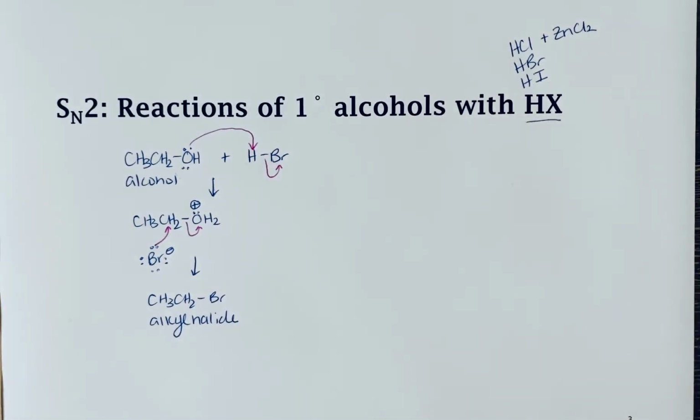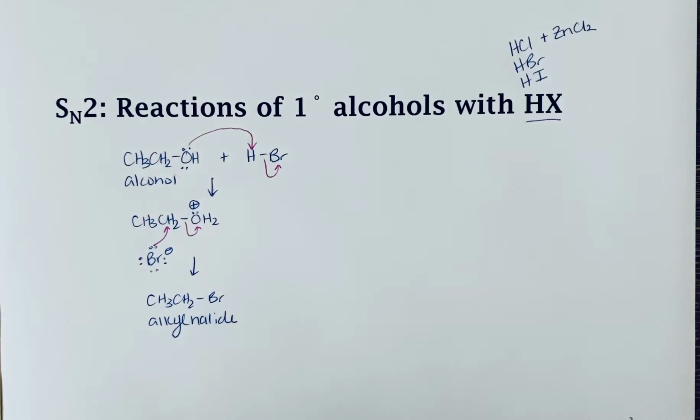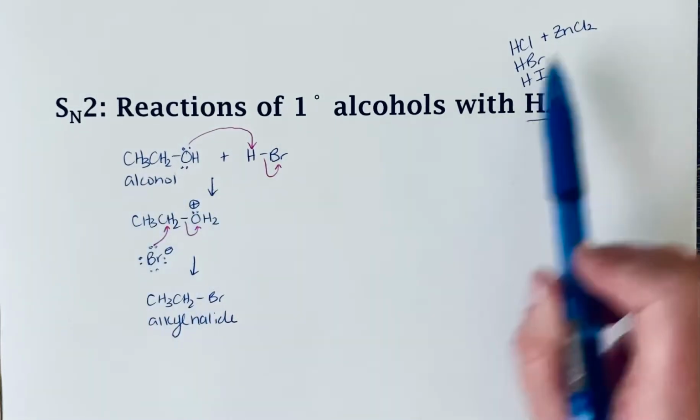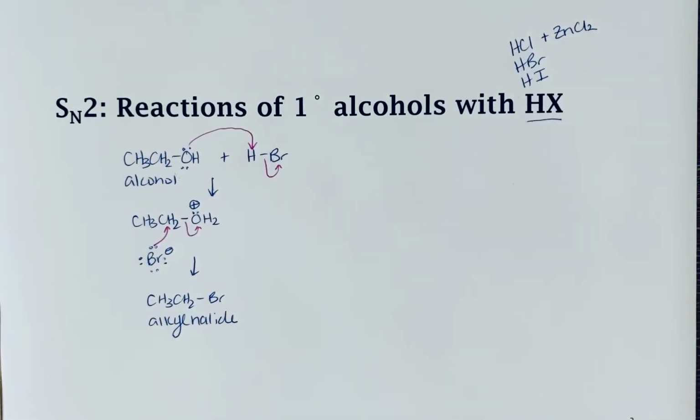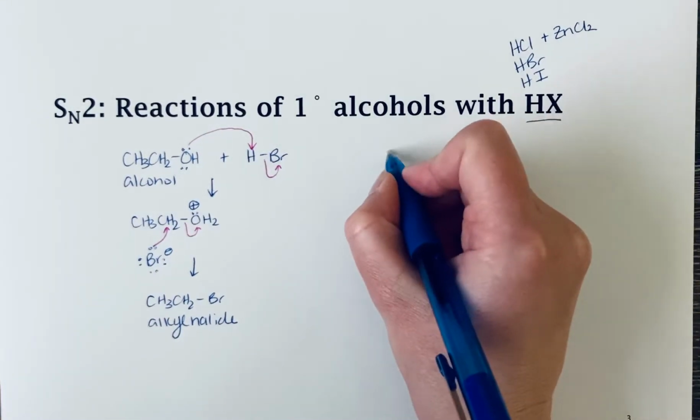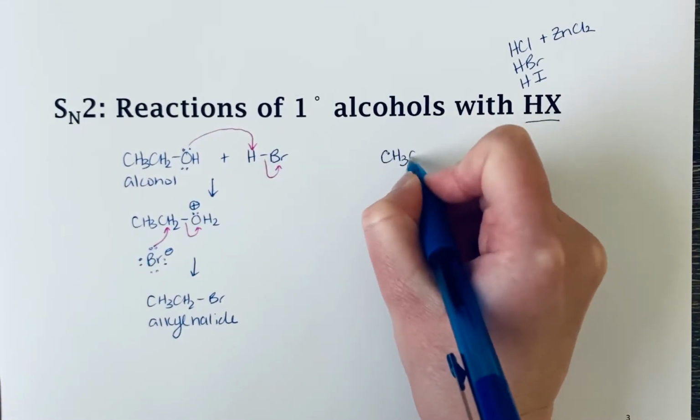We might want to do this if we want to do further chemistry on this structure. The halide ion is a good leaving group. It's a lot more versatile, and we can use that in further substitution or elimination reactions. The second mechanism I want to show you is the same alcohol reacted with HCl and zinc chloride, so we can see what the zinc chloride is doing in this reaction.